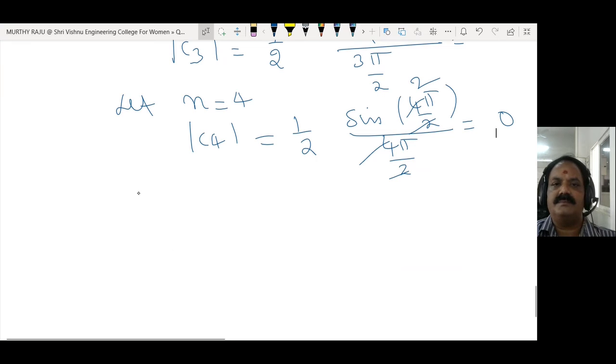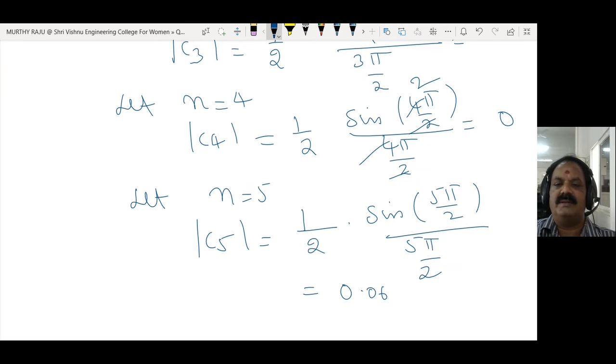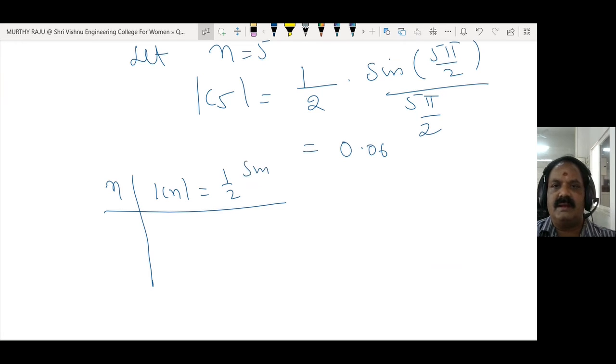Let n is equal to 5. Mod C5 is equal to 1 by 2 into sine 5 pi by 2 by 5 pi by 2. That value is 0.06. Outside the sine function, the pi value is 3.14. These are the values. Mod Cn value is 1 by 2 sine n pi by 2 by n pi by 2.